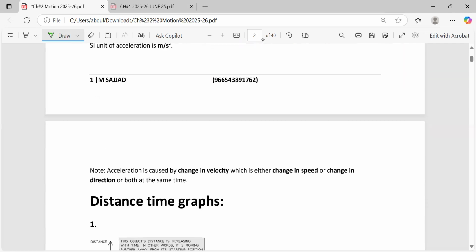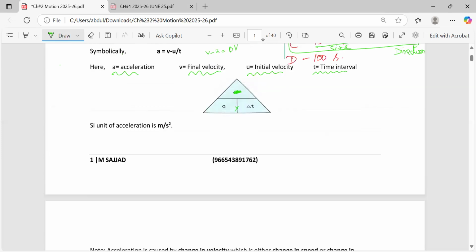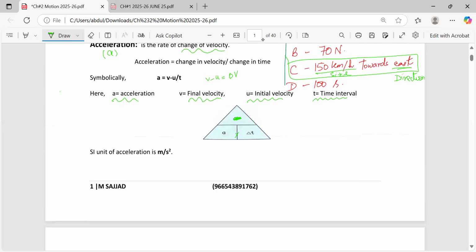So don't worry, that's what I have written here, that acceleration is caused by change in velocity, which is either change in speed. Accelerator and brakes can cause change in speed, or change in direction, which is the steering wheel, or both at the same time.